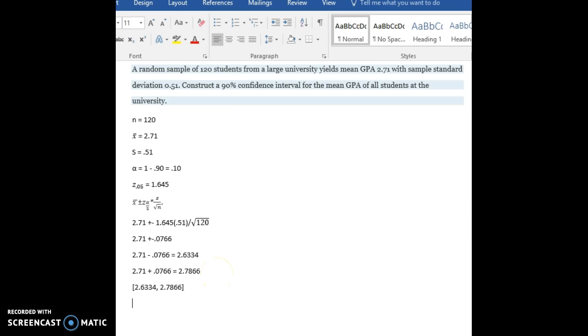However, we still need to interpret this. All right, so we are going to say that we are 90% confident the true mean, and let's look at what this true mean is. GPA is what we're talking about up here, the true mean GPA of all students at the university, of all students at the university is between 2.6334 and 2.7866.